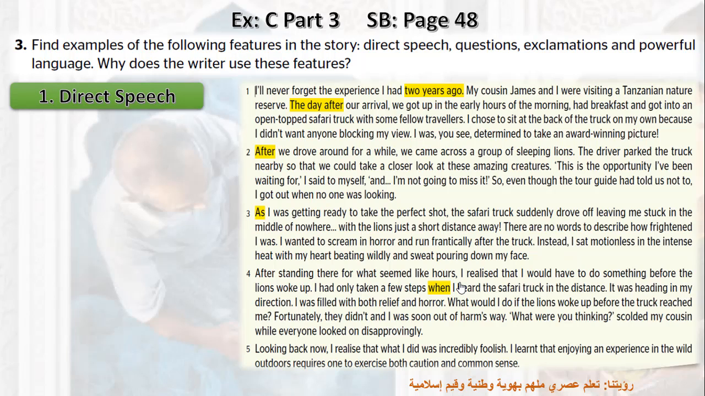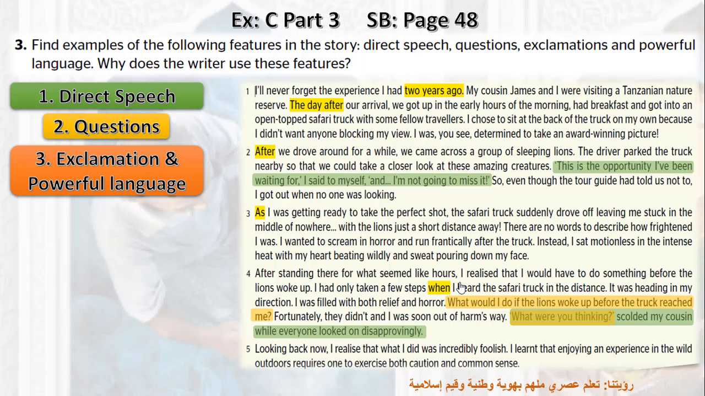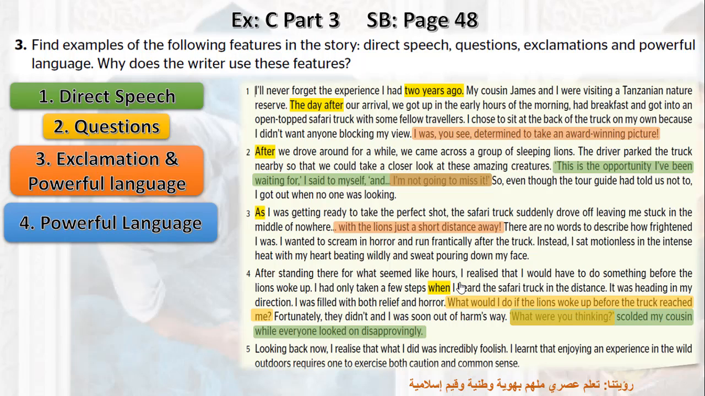1. Direct speech. You will see the same color in the text. Number 2, questions. Number 3, exclamation and powerful language. Number 4, powerful language.